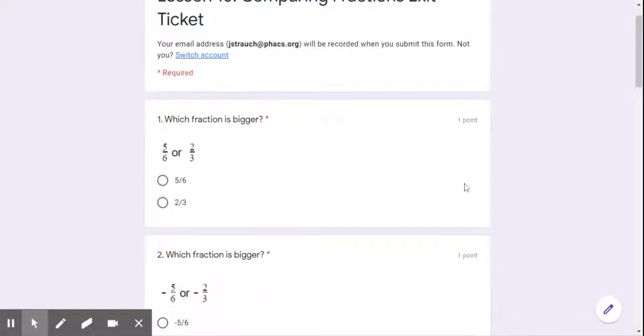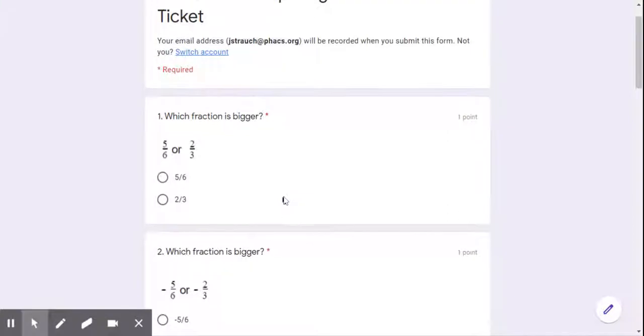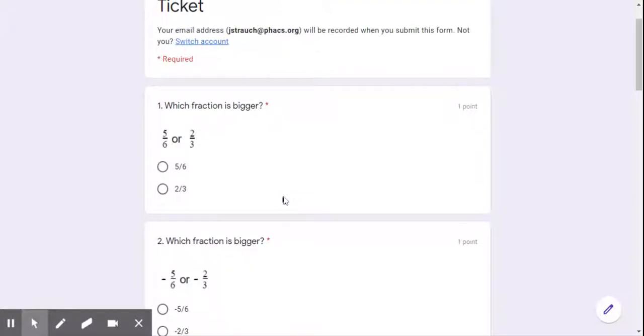All right, so in this exit ticket, you are comparing fractions. The first one says which fraction is bigger, 5/6 or 2/3? I'm going to find a common denominator for this, which I know is going to be 6. So 5/6 already has the common denominator as 6. But 2/3, all you have to do is multiply both the numerator and the denominator by 2.